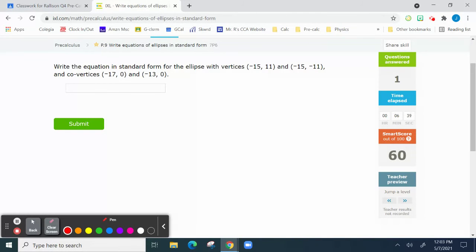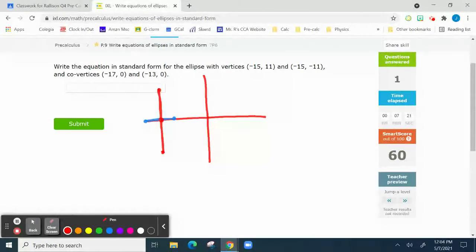Well, that actually gets pretty easy, right? Because we're going to draw these two lines between the vertices and co-vertices. They're going to cross at the center, and we're practically done already. So we'll move pretty quickly through this one. The vertices are going to be negative 15, 11, and negative 15, negative 11. And the co-vertices are going to be negative 17, 0, and negative 13, 0. So there's our minor axis, and there's our major axis, right?